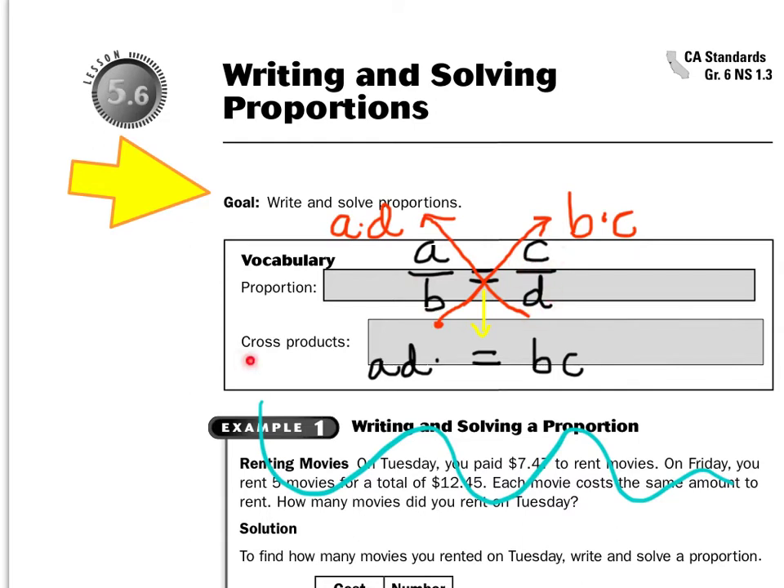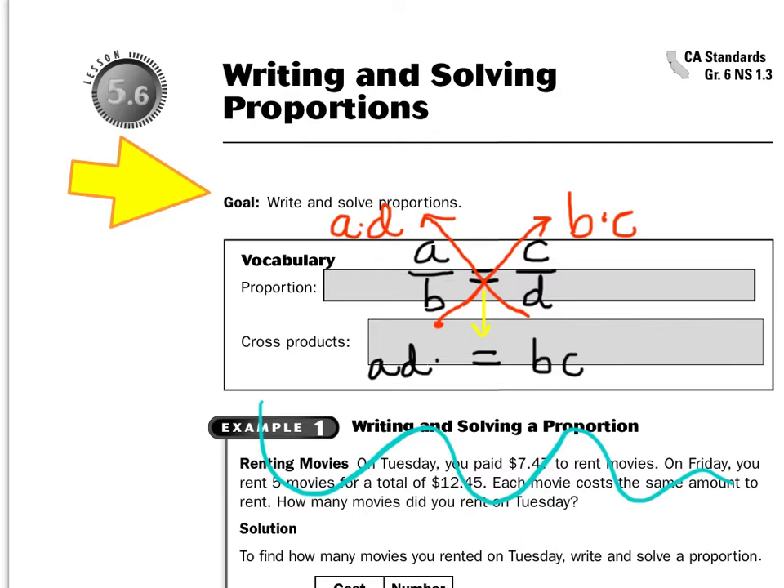Now, the way we're going to solve these is we're going to use the cross products, which we've talked about before, like shooting to the stars or shooting to the moon, or some of you call it the butterfly method, okay? So let's say I start at the B and I shoot my arrow going straight up. So B times C would be the first cross product, and then let's start at the D and shoot the arrow across. So A times D would be the second cross product.